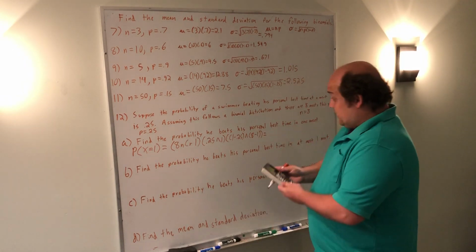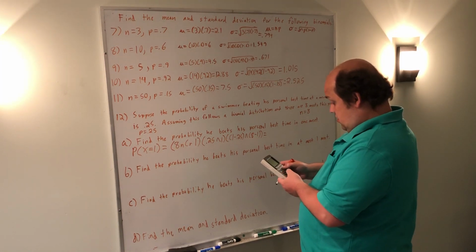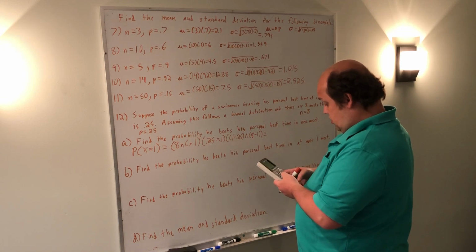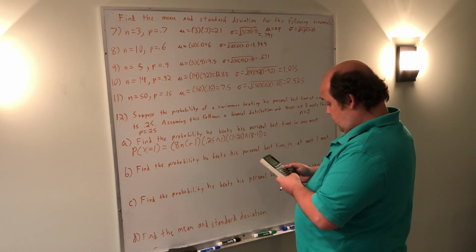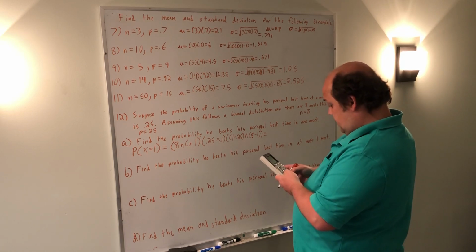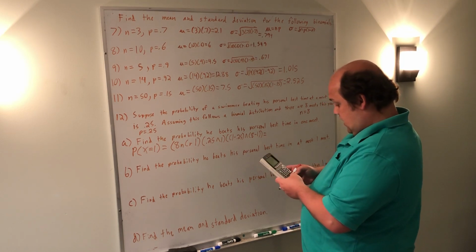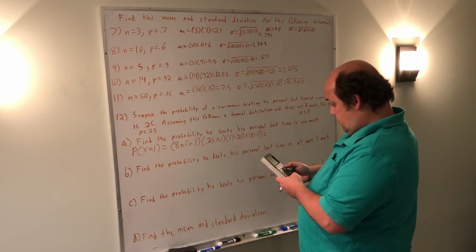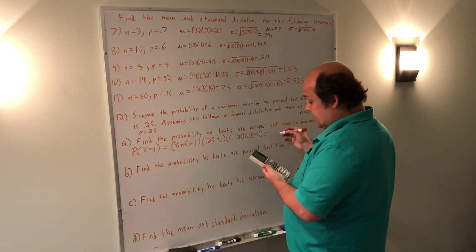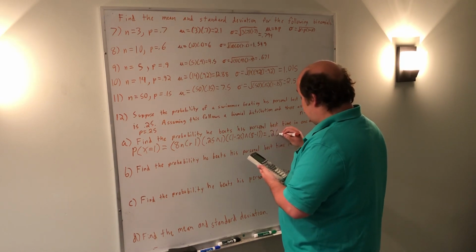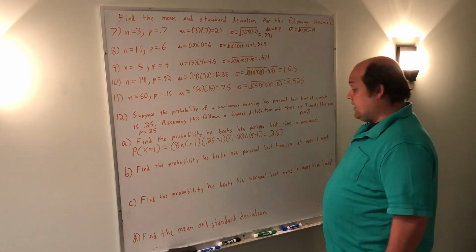So when we do this for 1 success, we can just put it in as 1 time through the formula: 8 NCR 1, 0.25 to the power of 1, times (1 minus 0.25) to the power of 8 minus 1. And I get this to be 0.2669, which I'm going to call 0.267. So the probability of exactly 1 success is 0.267.